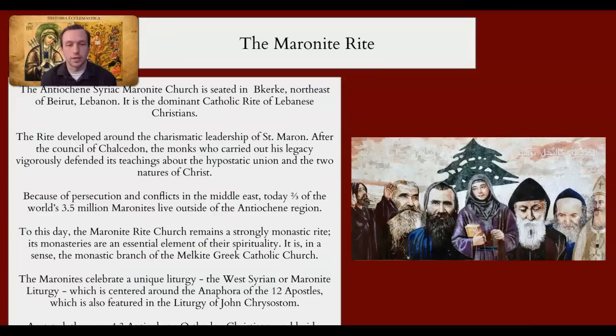Because of persecution and conflicts in the Middle East, today 2/3 of the world's 3.5 million Maronites live outside of the Antiochian region. To this day, the Maronite Rite Church remains a strongly monastic rite. Its monasteries are an essential element of their spirituality. It is, in a sense, the monastic branch of the Melkite Greek Catholic Church. The Maronites celebrate a unique liturgy, the West Syrian or Maronite liturgy, which is centered around the anaphora of the 12 apostles, which is also featured in the liturgy of St. Chrysostom, but has other elements as well.